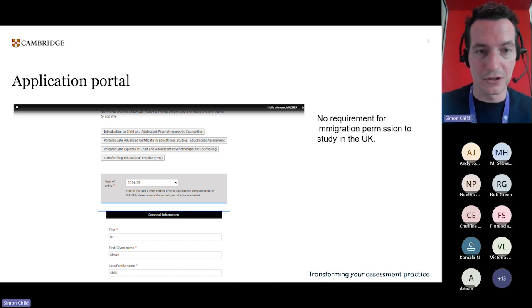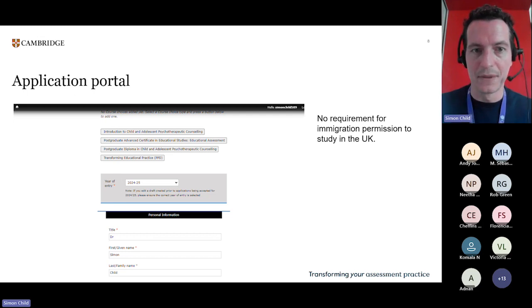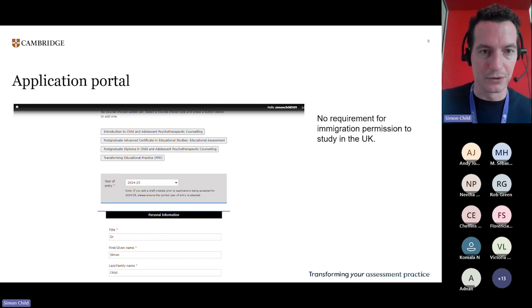This is just a screenshot of the application portal. One thing to note here is that in addition to the various bits of detail that you would include as part of the application, because the course is completely remote and online delivered, there's no requirement for immigration permission to study in the UK. So I think there's a statement that asks whether you have permission to study in the UK or not. You can essentially ignore that question because it's entirely remote. That was just a point of information for anyone looking through the portal.